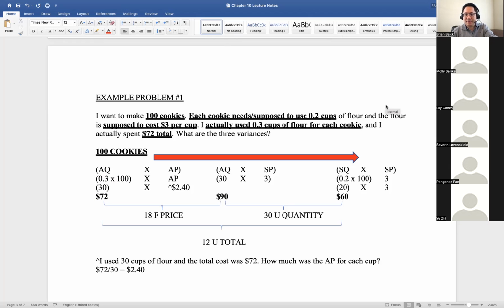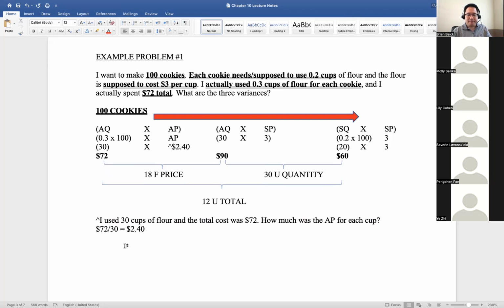When you write the variances, okay, I notice people are doing this. They say 12U. Okay. You should say this. You should say total variance equals $12 unfavorable, like that. Or you can say 12U. Okay, so make sure that you express variances in those terms. So it's 12U. Okay, good. Okay, any questions on how I did this problem here?